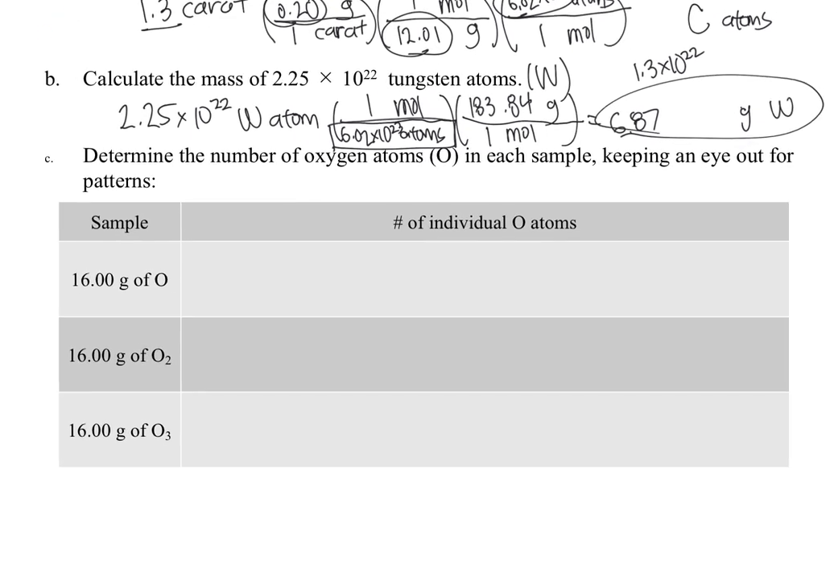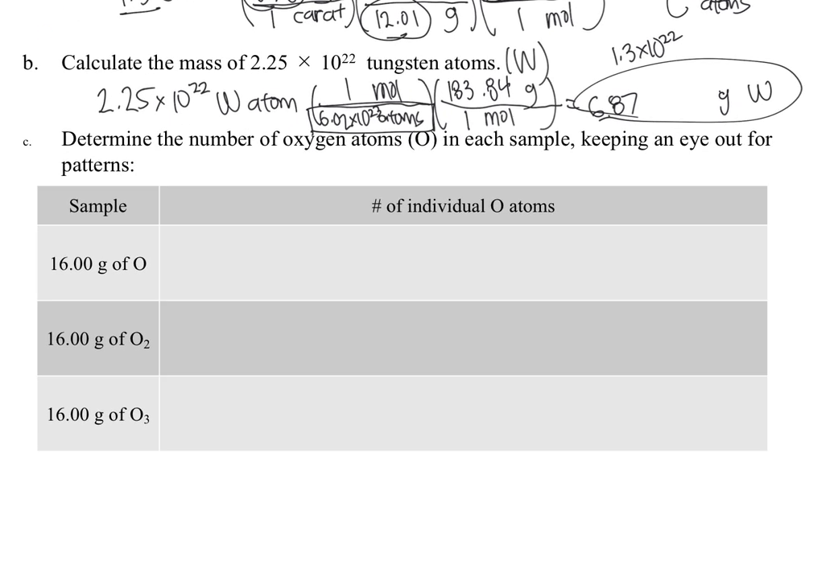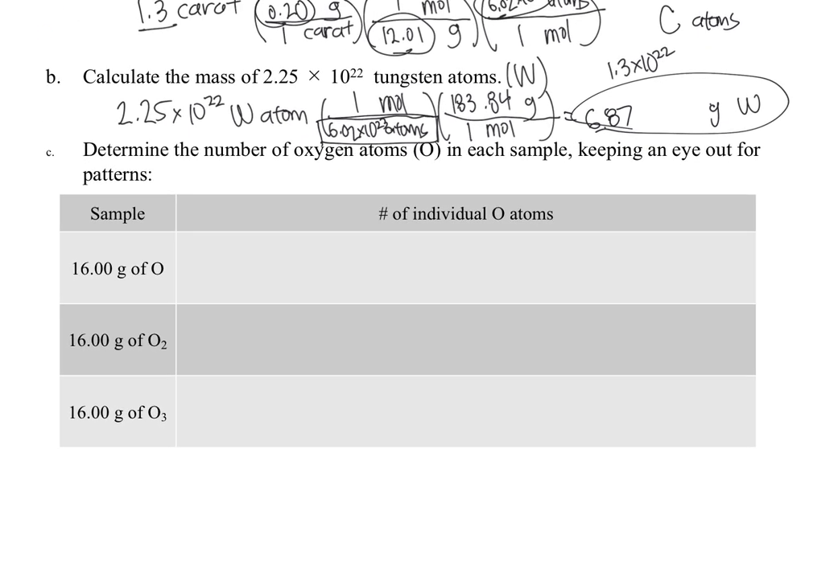Okay, in this last problem, we're finding out how many oxygen atoms are in each sample, so a little bit of similarity to what we saw in the last slide. So we have, for all of these, 16 grams of either atomic oxygen, molecular oxygen, or ozone, and we want to find out how many oxygen atoms in all of these cases. Okay. So let's just start with the top one.